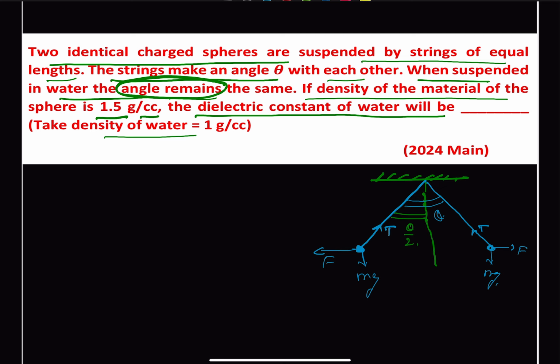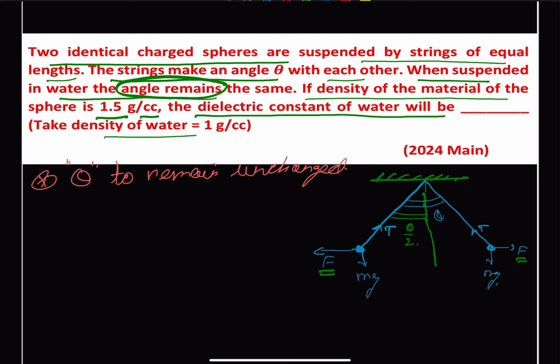We have to remember here that if theta is to remain unchanged, the horizontal force, which is our electric force, represented by F, and the vertical force, that is our gravitational minus the buoyant force, this ratio should be the same both in air as well as in water. Okay, so we have to remember that.